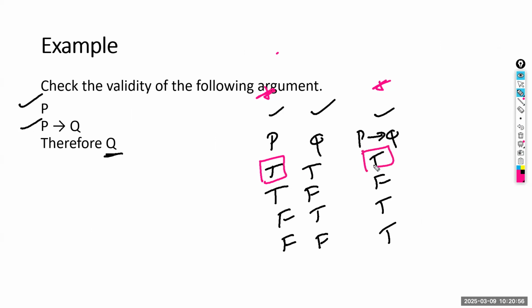Do we have another possibility? No, here only one premise is true. Here also only one premise is true. Here also only one premise is true. So only one scenario has all the premises true. When all the premises are true, your conclusion is Q. Yes, my conclusion is true. So whenever all the premises are true, the conclusion is true. So that means this is valid. So logically, this is a valid argument.